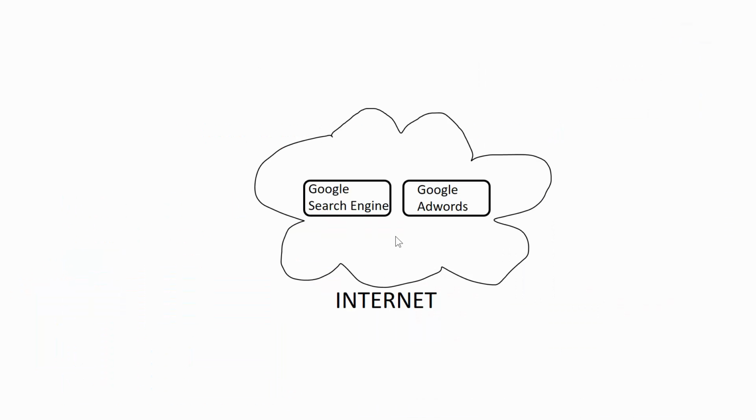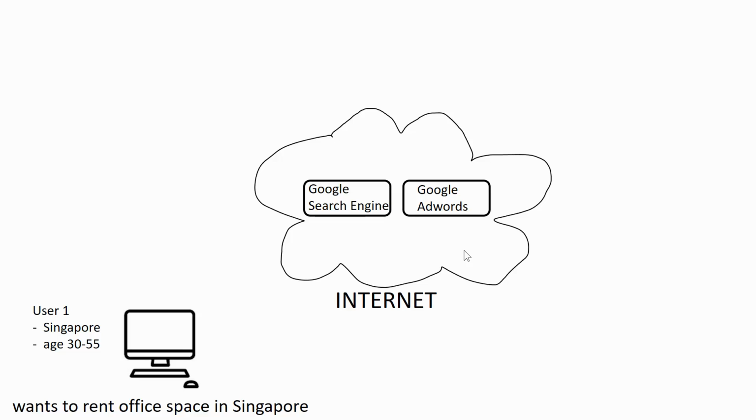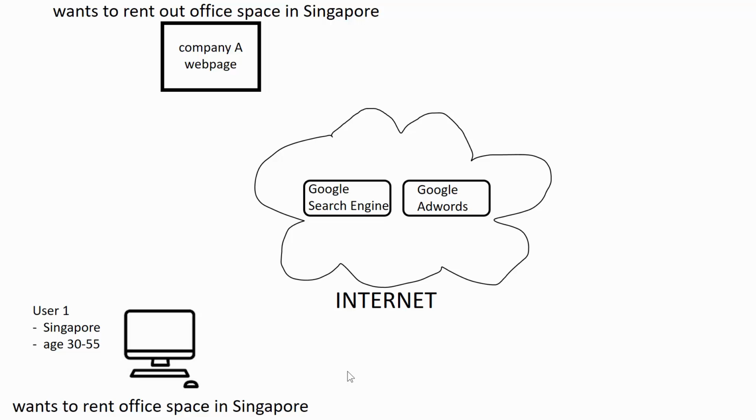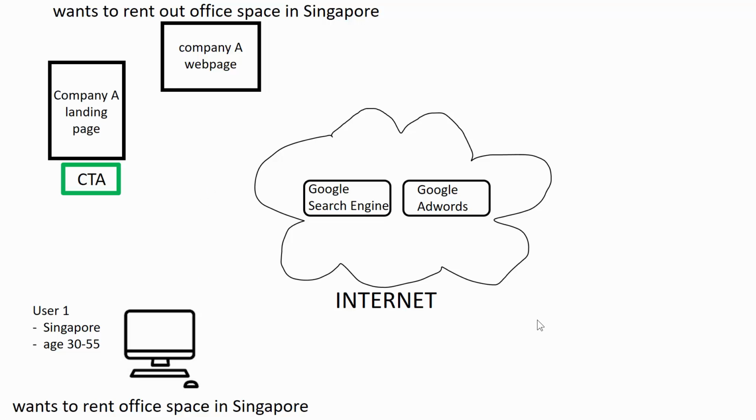Google AdWords runs in the internet. And I have drawn a cloud here with the Google search engine and the Google AdWords. We have a user in Singapore. Our target age is 30 to 55. Our user wants to rent office space in Singapore. Then we have a company A that wants to rent out office space in Singapore. So potentially these 2 are a match. The company has a landing page, and the landing page comes with a call to action.